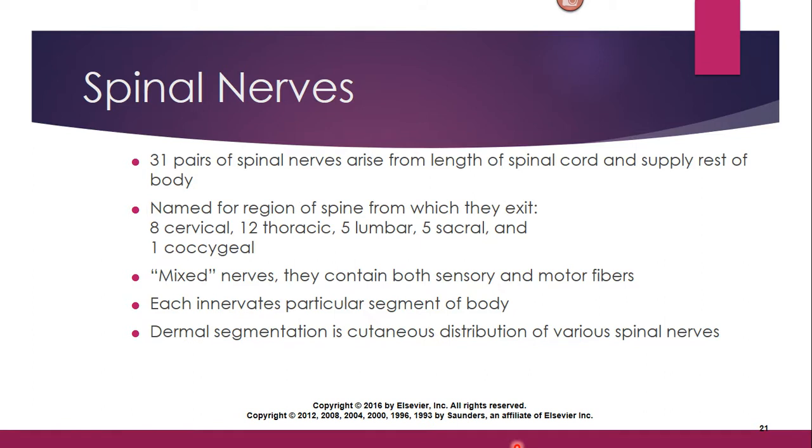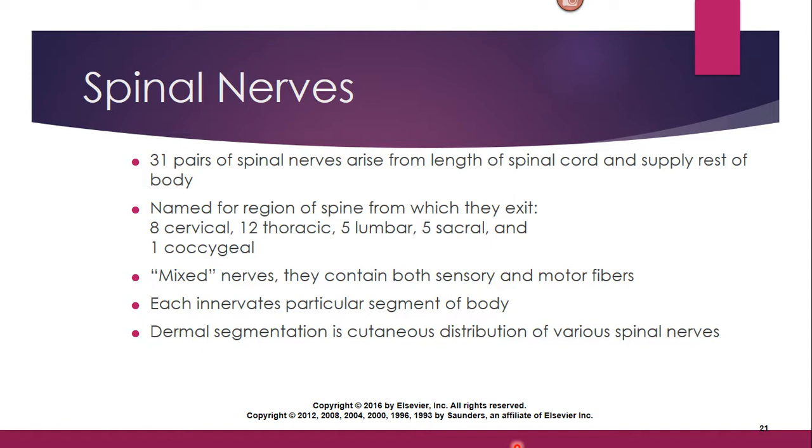Okay, spinal nerves. We have 31 pairs of spinal nerves that arise from the length of the spinal cord and supply the rest of the body. And they're named for the region from which they arise. So we have 8 cervical, 12 thoracic, 5 lumbar, 5 sacral, and 1 coccygeal, 1 in our coccyx. They're mixed nerves, so they contain both sensory and motor fibers.